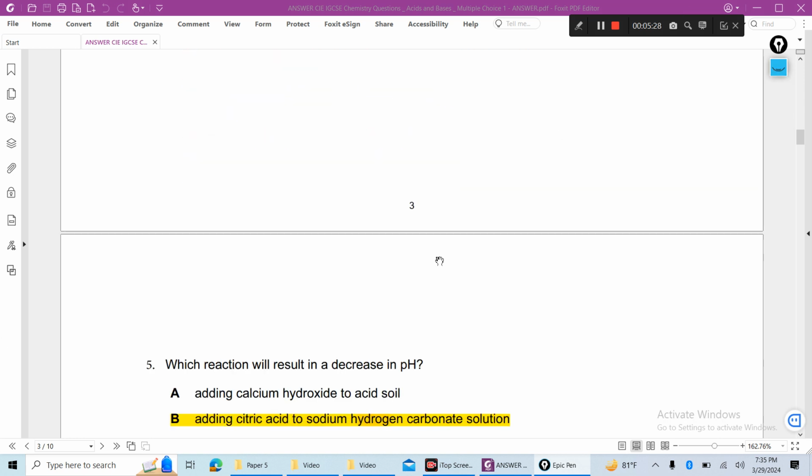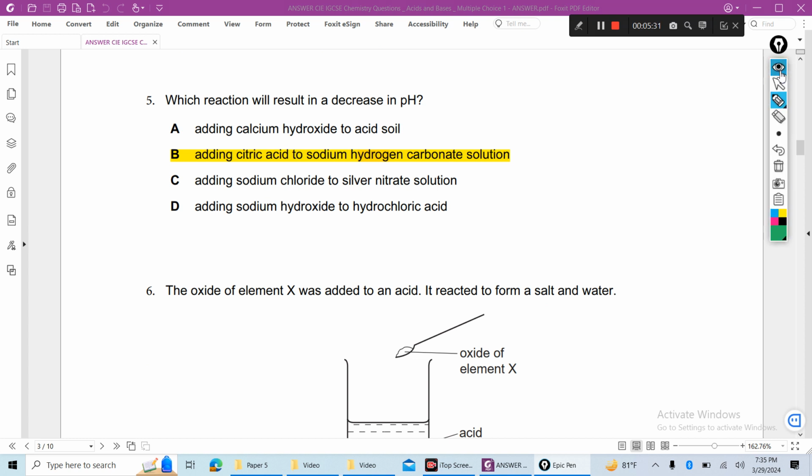Next, number 5, which reaction will result in a decrease in pH? pH will decrease, means it will be acidic. So the answer is B, adding citric acid to sodium hydrogen carbonate. Which reaction will result in a decrease in pH? pH will decrease, and this is the answer B.